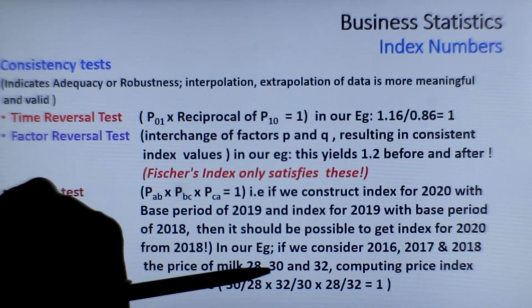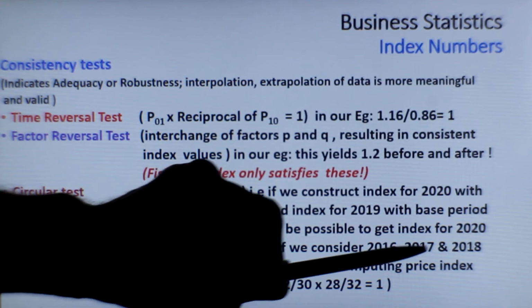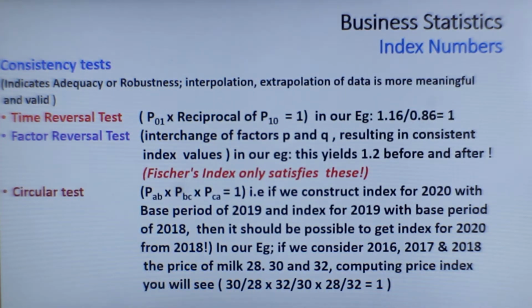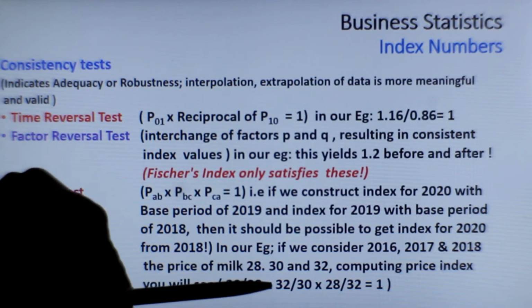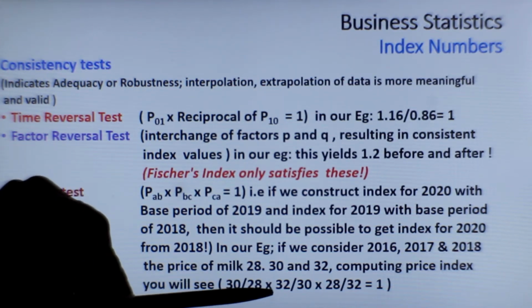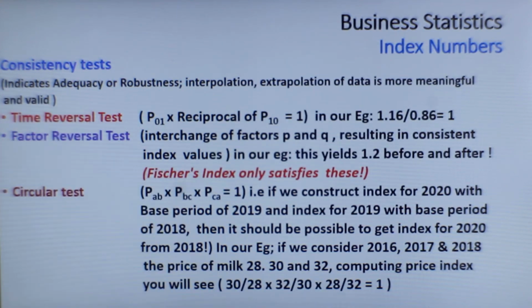You do this for the example in our calculations for 2016, 2017 and 2018. Taking the price of milk, you will find 30 by 28 multiplied by 32 by 30 multiplied by 28 by 32, that is equal to 1. So these are all the 3 consistency tests which one can use to ensure the index numbers are robust and adequate.